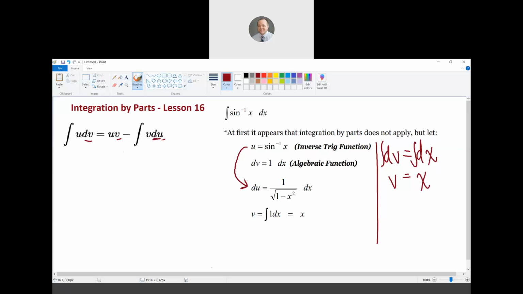Now let's plug everything into our integration by parts formula. We have u, which is inverse sine x, times v, which is x, and I'm going to go ahead and move that to the front, minus the integral of v, which is x, times du, which is the 1 over square root of 1 minus x squared dx.